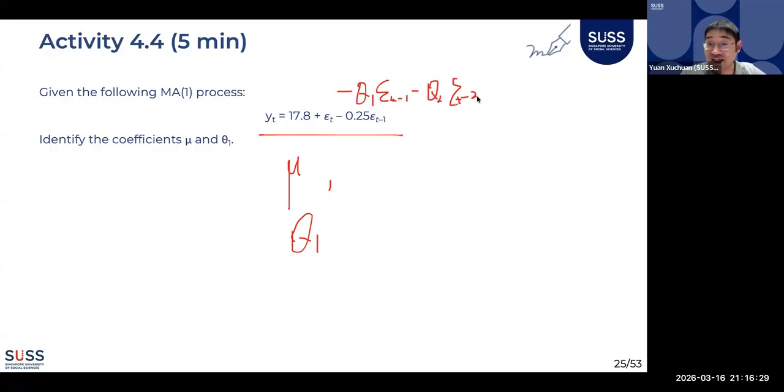Remember, do be careful because once you look at the output from your R, you need to write down the model, right? You look at the output, you need to write down the model. So remember, this is theta 1, not a negative theta, 0.25. Okay, yeah. All right, so it's quite straightforward, right? So just remember the definition of the MAQ model.